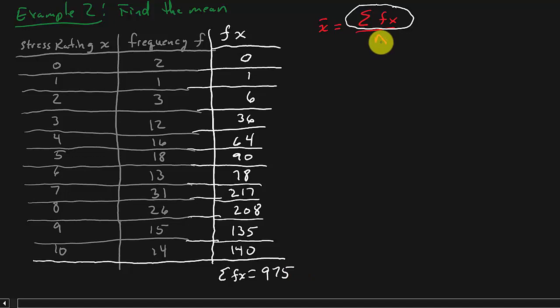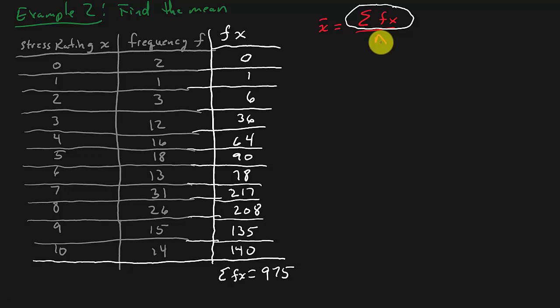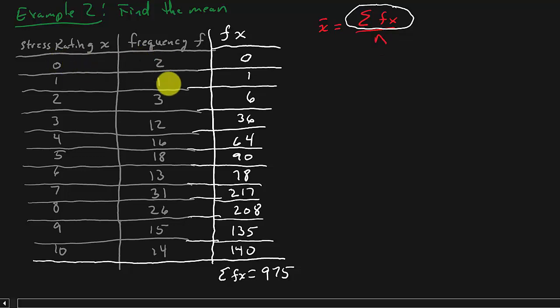Now I need to figure out what N is. Well, N is how many data values we have. How many data values do we have? Well, we have 2 zeros, 1 one, 3 twos. So you can see I've got 2 data values here, 1 data value here, 3 data values here, 12 data values here. So N is equal to the sum of the frequency column, which is 151.